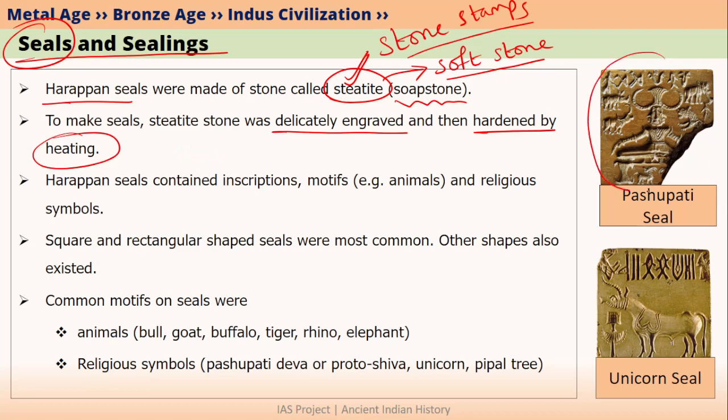You can see the example of a Harappan seal here. This seal is called the Pashupati seal. It was made out of steatite stone. And what did these people engrave on these seals? Harappan people mainly engraved inscriptions.